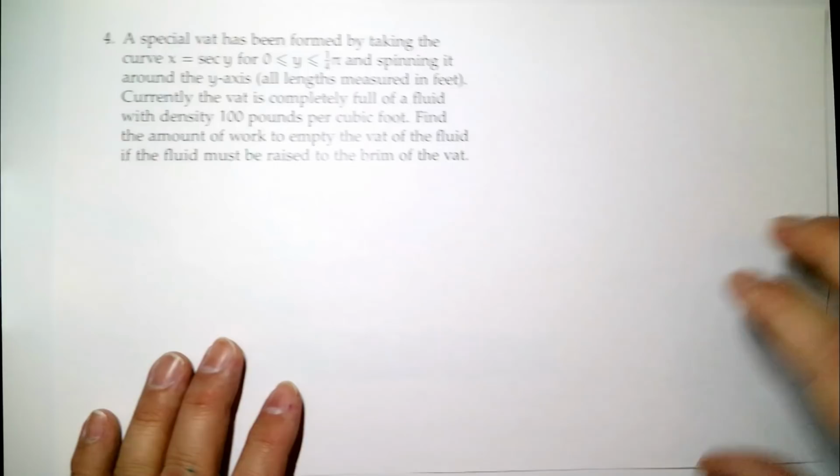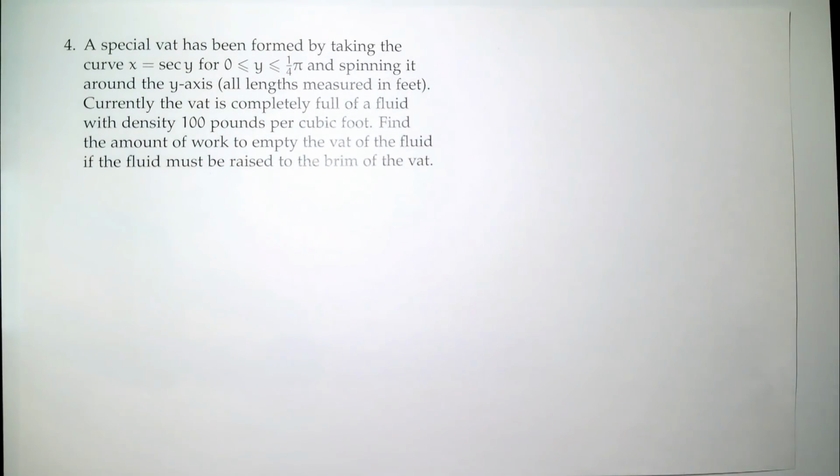Already on to column 2. Well, that was quick. Of course, column 1 had a lot of pictures. So, all right, a special vat. A special vat, this is a tank, or a container. And it's been formed by taking the curve x equals secant y for 0 less than or equal to y less than or equal to 1/4 pi, and spinning it around the y-axis, all lengths being measured in feet. Currently, the vat is completely full of fluid with density 100 pounds per cubic foot. Find the amount of work to empty the vat of the fluid if the fluid must be raised to the brim of the vat.